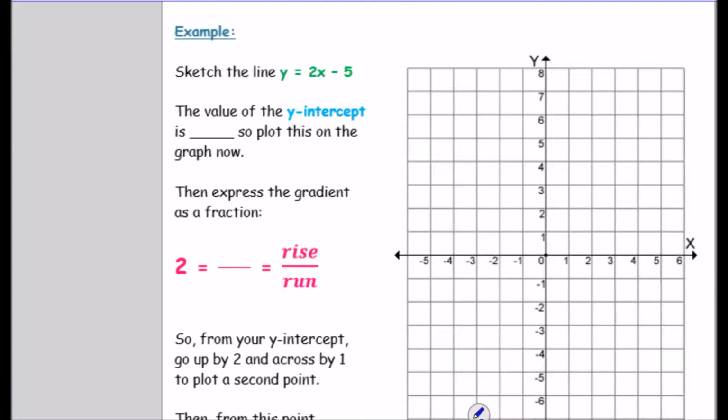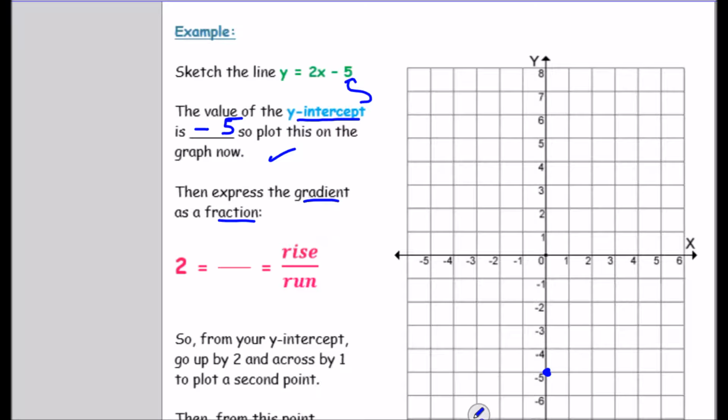That's in gradient intercept form. What's the value of the y-intercept? Is it positive 5? No, it's negative 5. Don't forget the sign. So plot this on the graph now. Plot the y-intercept of negative 5. Let's do that in blue. See, down the bottom, not at positive 5, at negative 5. Tick, done.